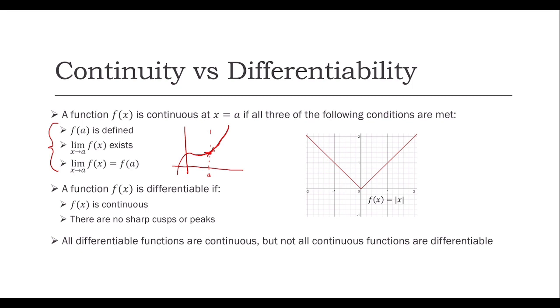For a function to be differentiable, f of x needs to be continuous and there can't be any sharp cusps or peaks. So here, for the absolute value of x, the function is defined at every point, and at 0, if we look here, our limit from the left and from the right is going to be equal to 0, and our point there is also 0. So it's continuous there, but it's not going to be differentiable because you can't take a derivative there because your slope is different from both sides. So here we have negative x, and here we have positive x. So you can't take the derivative at 0. So it's not differentiable.